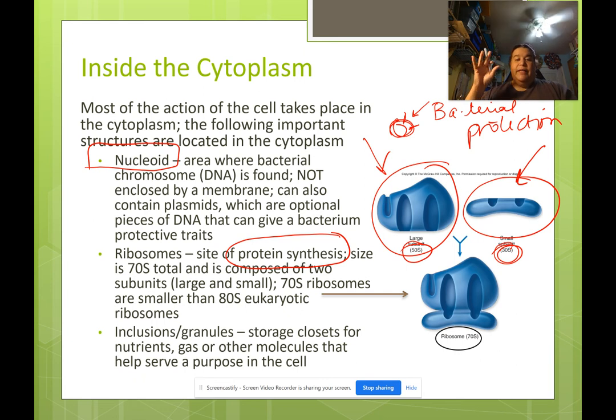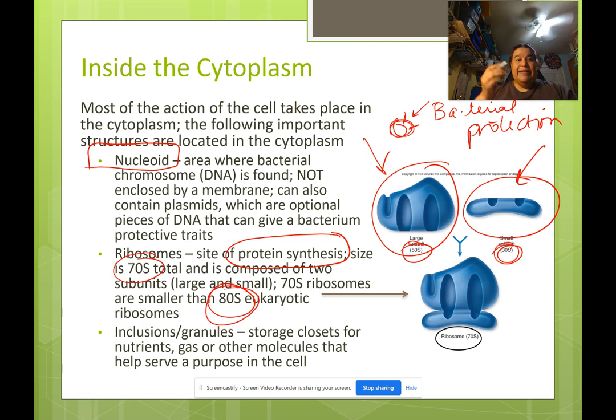So you've got 50S and 30S combined to make a total size of 70S. Yes, I know the math doesn't work. I'm not the one who invented it. Sorry. The reason that the number is assigned, though, is because we want to make the distinction between ribosomes in bacteria versus ribosomes in eukaryotes. Ribosomes in bacteria are definitely smaller because when you look at ribosomes in eukaryotes, they are 80S.